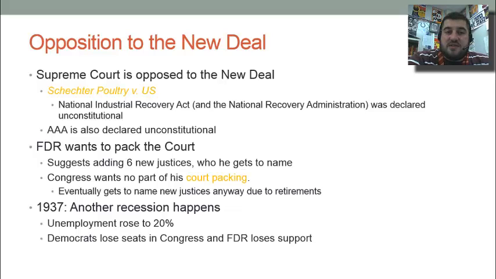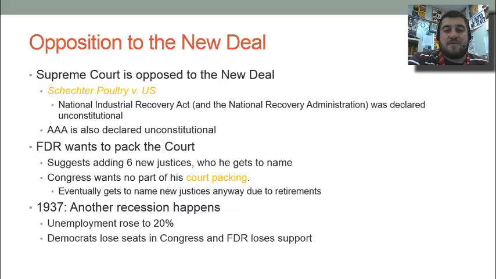Opposition to the New Deal: the Supreme Court is pretty much opposed to it. They think a lot of people on the Supreme Court are Republican at this time, and they're opposed to the government getting involved in economics. And the famous case of Schechter Poultry versus the United States, one of the greatest Supreme Court names in history, basically says the NRA is unconstitutional.